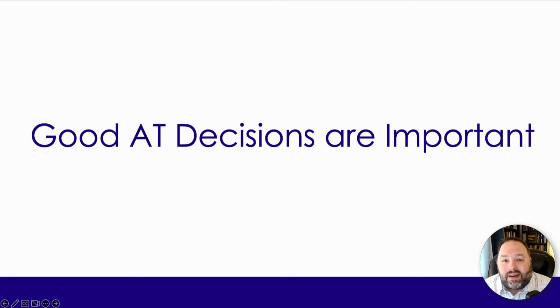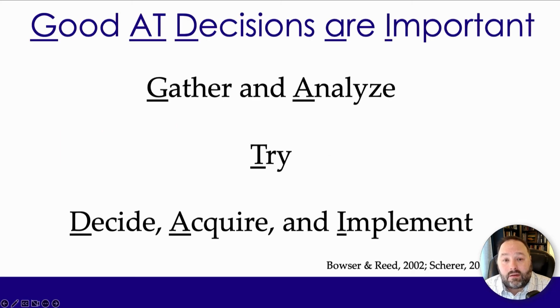Good assistive technology decisions are important. We talked about this a little bit last time. This is the acronym that guides our process. If we look at the first letter in each of these, this mnemonic leads us to this phrase: gather and analyze, try, decide, acquire, and implement.